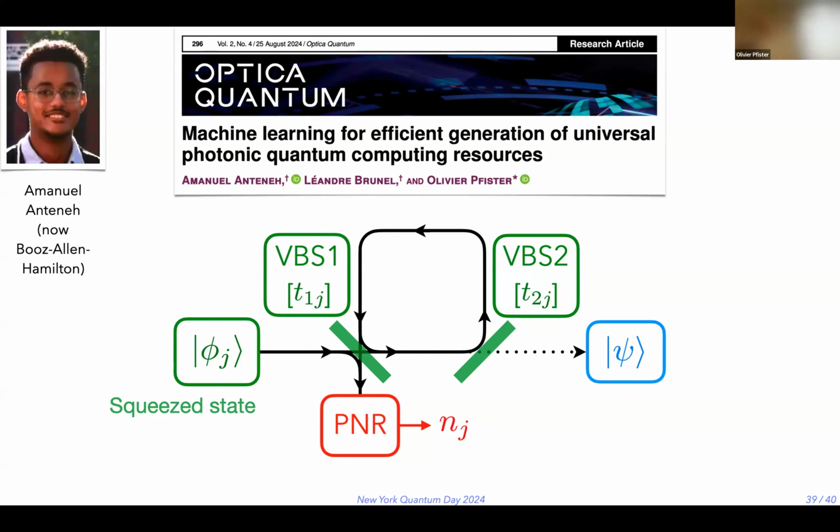But I'm so glad he came because he was a double major in computer science and physics. And we wrote a paper together for his undergraduate senior thesis in computer science on quantum optics and graph classification with boson sampling. And then he went to work with Booz Allen Hamilton, and in his spare time, he works with me. So this is our latest. We have another one in preparation about quantum state preparation with machine learning.